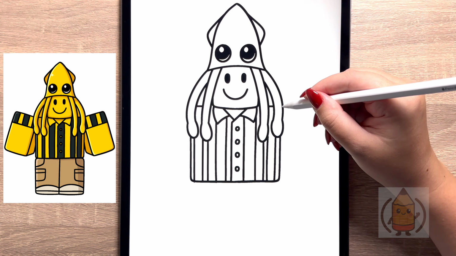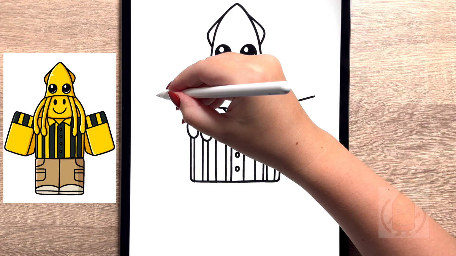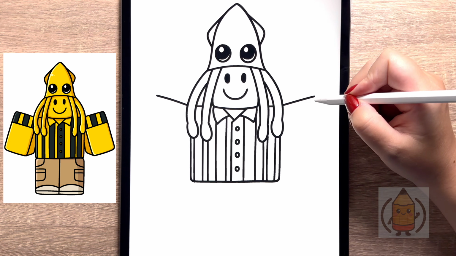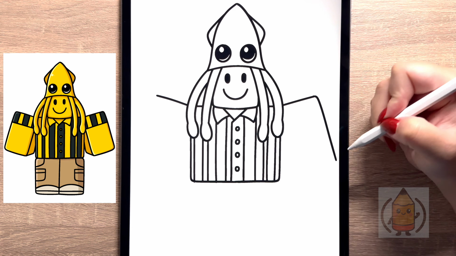Let's draw in our arms. We're going to draw a diagonal line that comes out on the right. We're going to do the same thing on the left. Let's curve that corner, arching that down, bringing that through towards the side of the page.